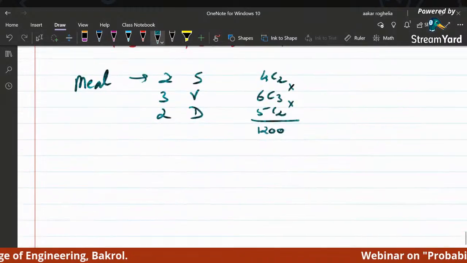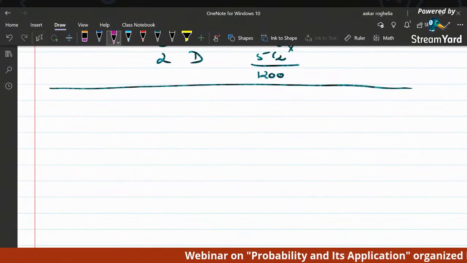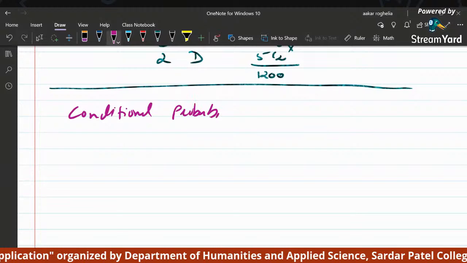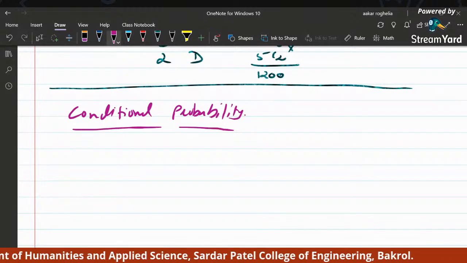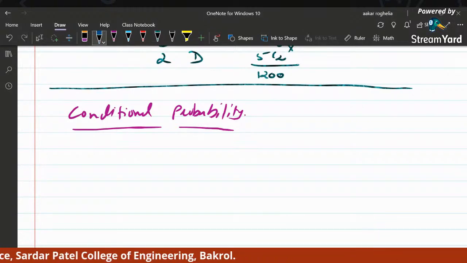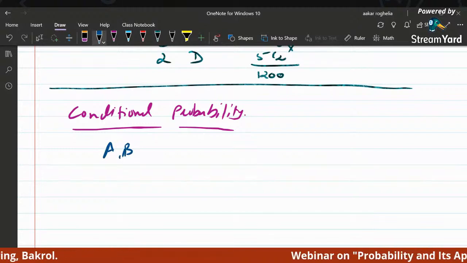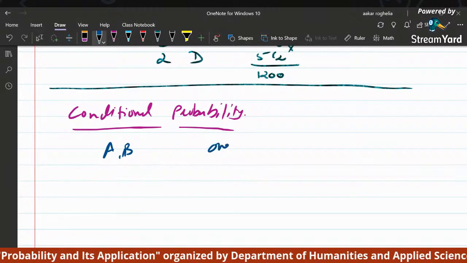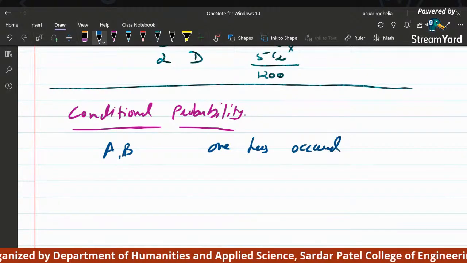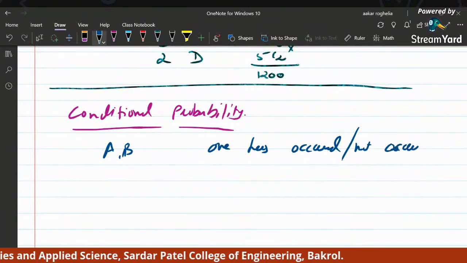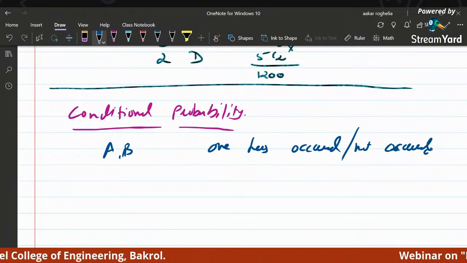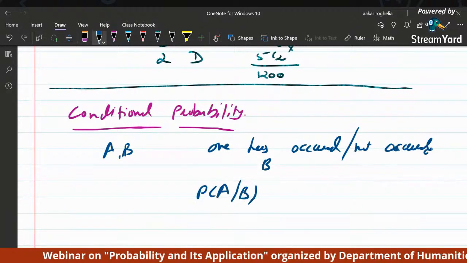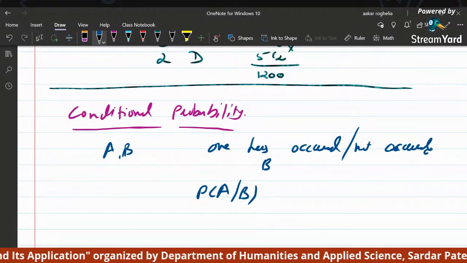Now coming to the next thing, which is talking about conditional probability, because that is also an important word here. There are two events A and B, and out of these two events, one of them has already occurred, and we want the chances of the other. One has occurred or not occurred, we don't know. Let us say one has occurred, say B occurred, and we want to find out P of A given B. That is called the conditional probability. Already B is given to you and you want to find the probability of A.